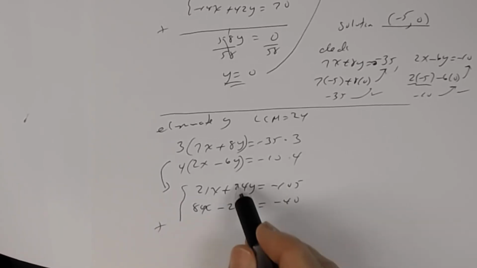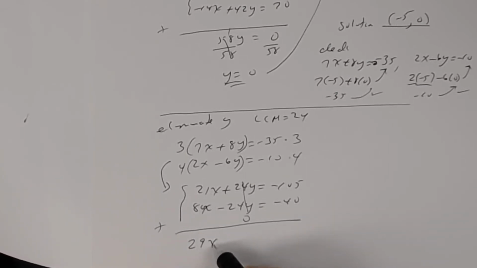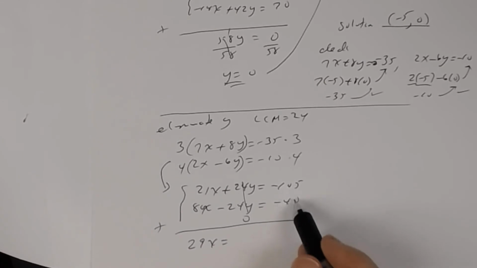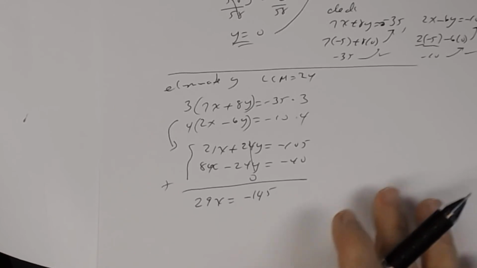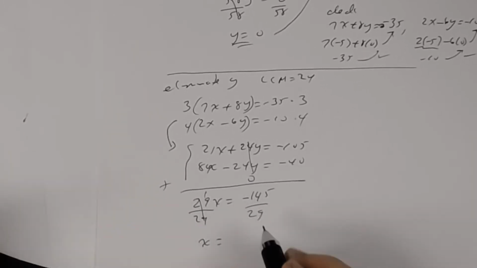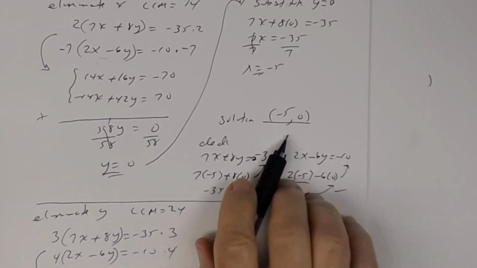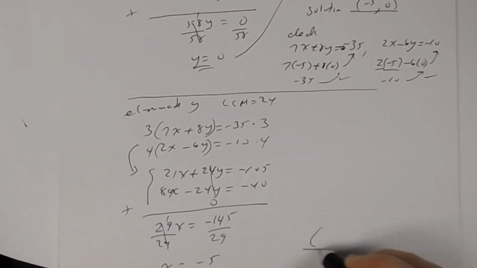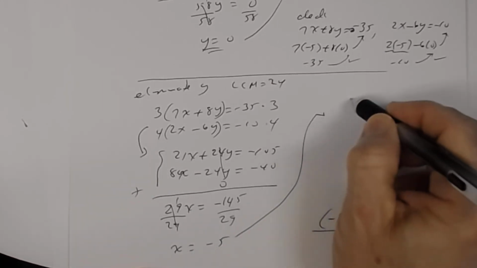Now, see how these are opposites now? So I'm going to add them up. This becomes 0. So 8x and 21x is 29x equals, and then negative 105 plus a negative 40 is a negative 145. Divide both sides by 29, I get x to be, and then 145 divided by 29 gives us a negative 5. And so remember, that's what we had here. All right, so I found the x coordinate of my solution, which is negative 5. Now I've got to find the y coordinate.